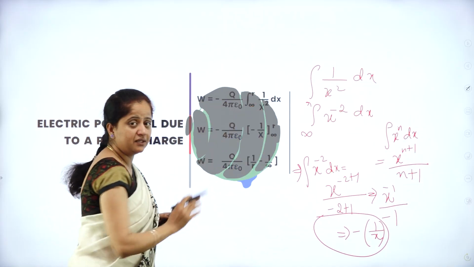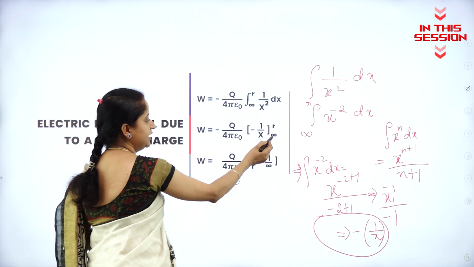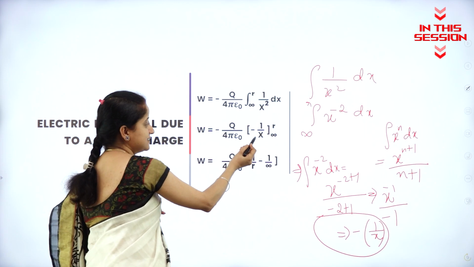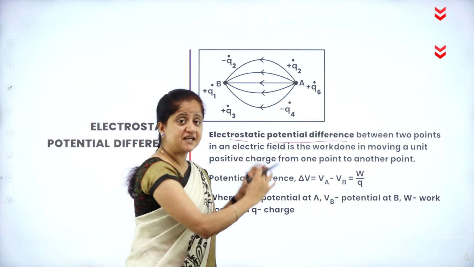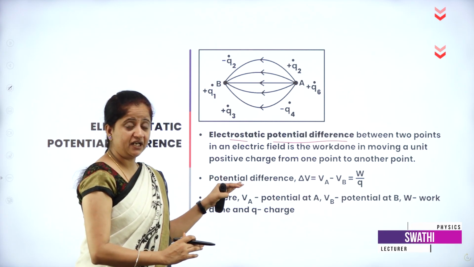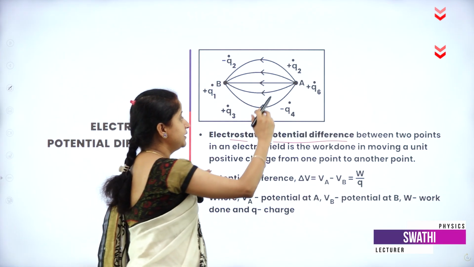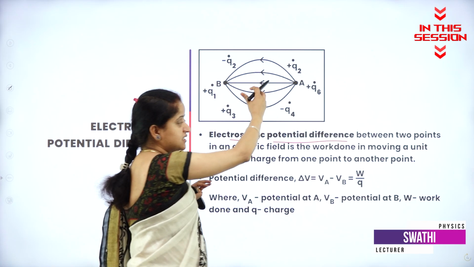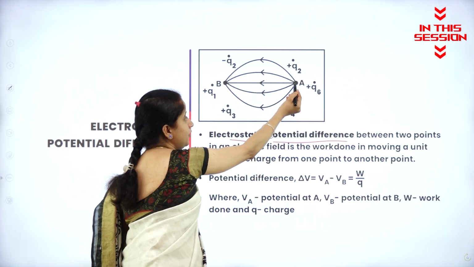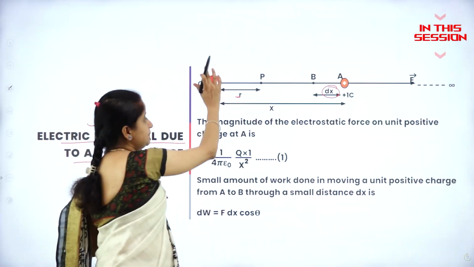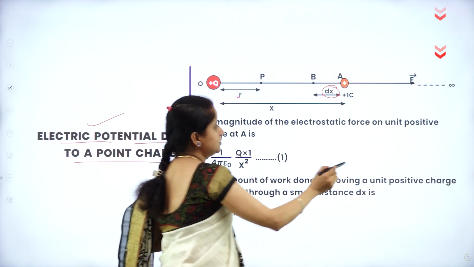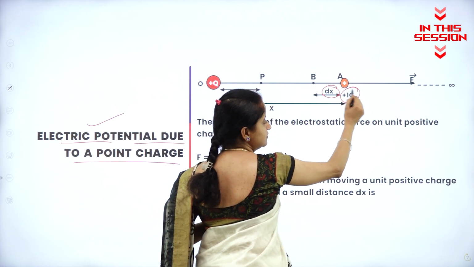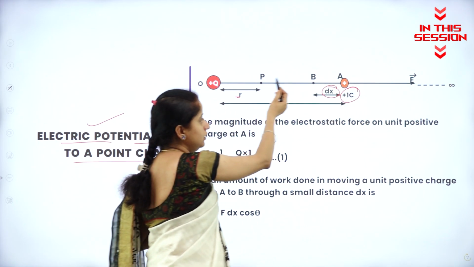So let us now substitute the limits. My limits are infinity and r. So x is the variable where the limits are substituted. So the potential difference says that in an electric field, the work done in bringing a positive charge or a charge from one point to the other point. This plus q produces this electric field, and I need to bring another 1 coulomb charge from infinity to a point P.